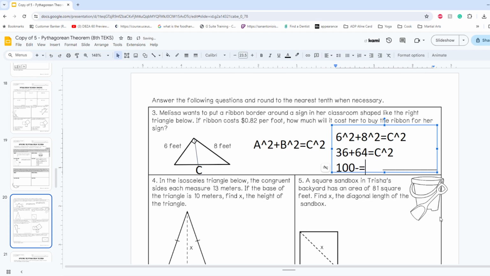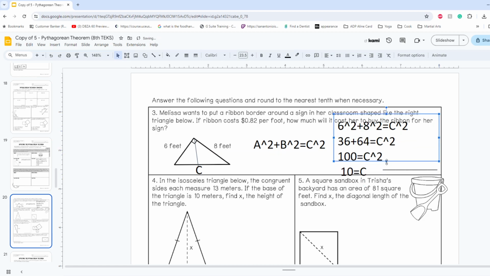36 and 64 is 100. That equals C squared. And that means down here, we're going to have 10 equaling C because we take the square root of 100 and we get 10. Now, keep in mind, it is not division when we take the square root. It is a different process because this means that C times C equals 100, and the only number that fits that is 10 times 10.